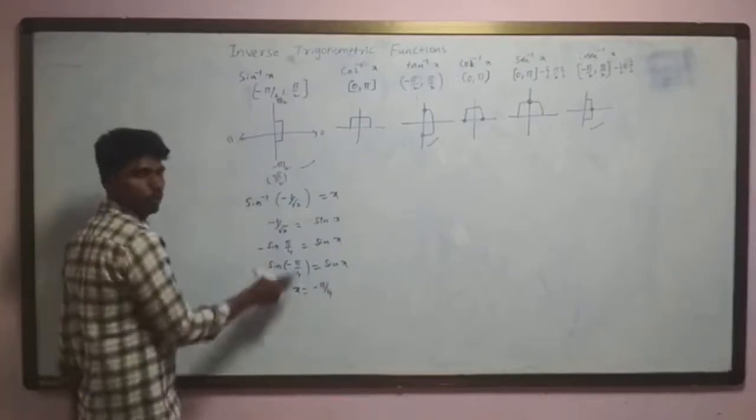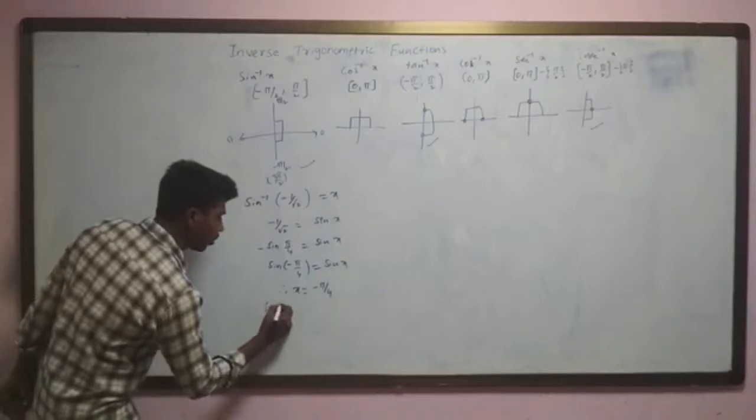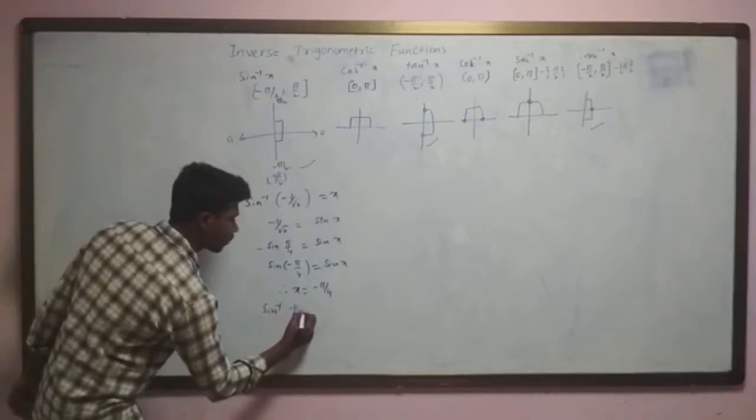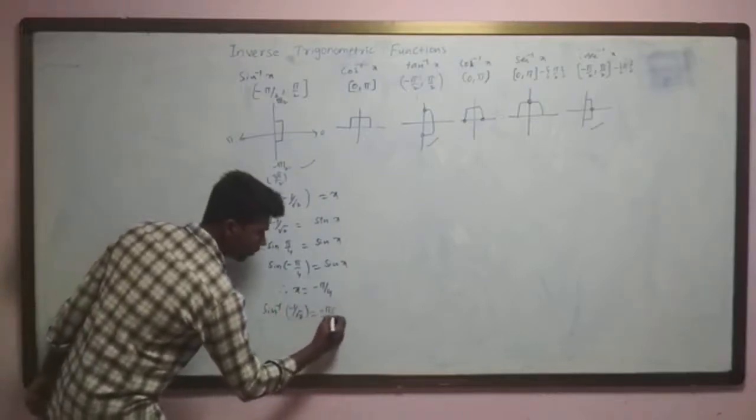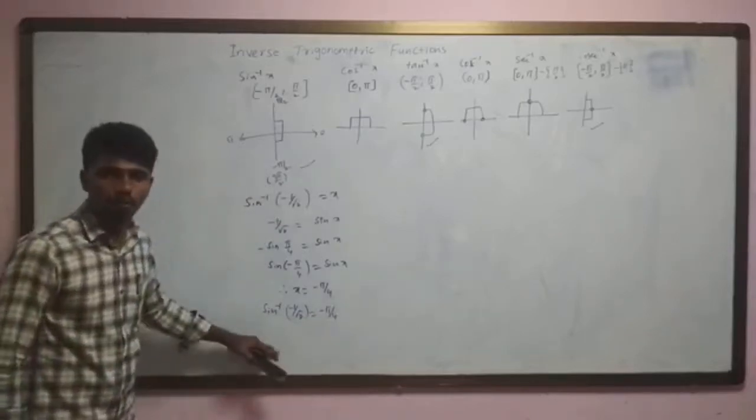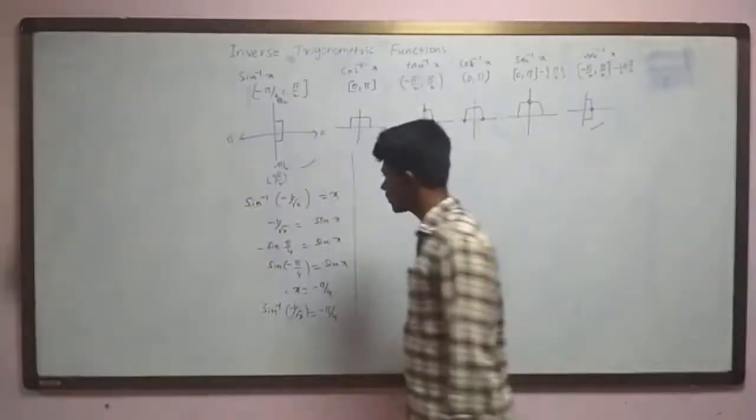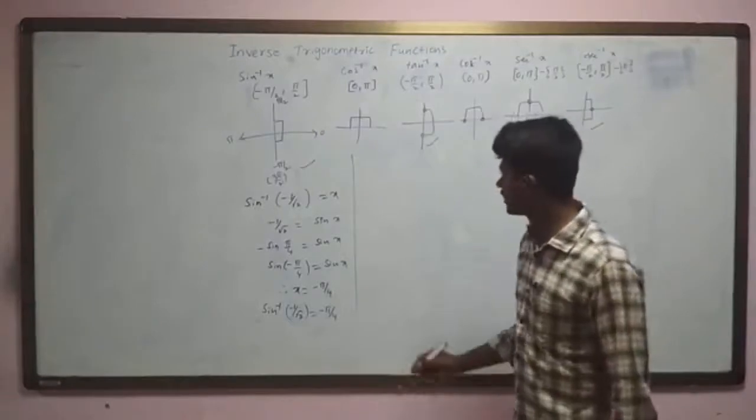What is x? Sin inverse of minus 1 by root 2 is equal to minus pi by 4. Now next, one more problem.